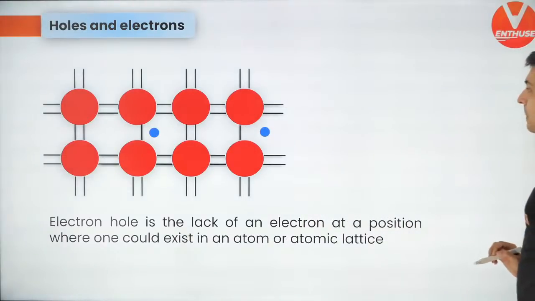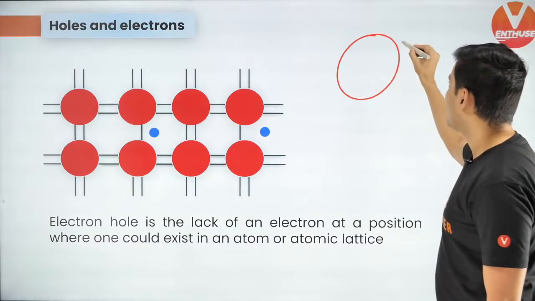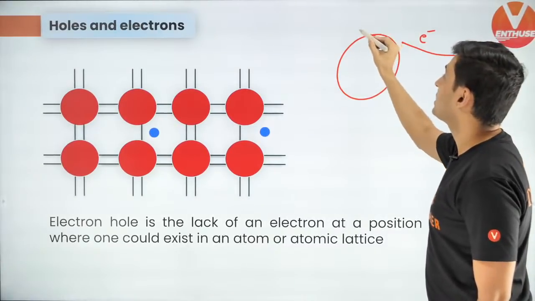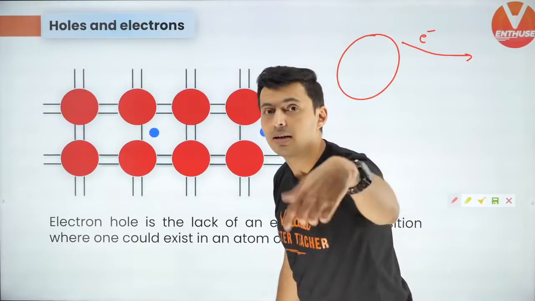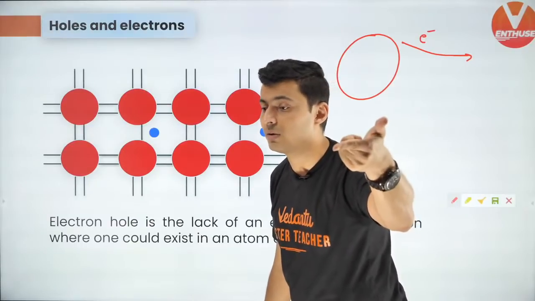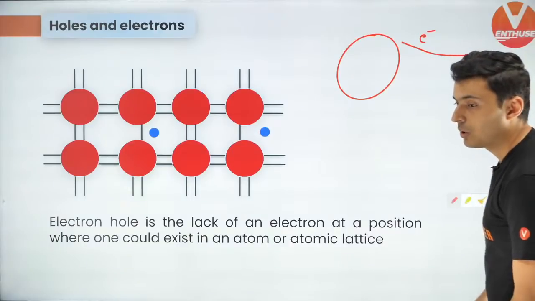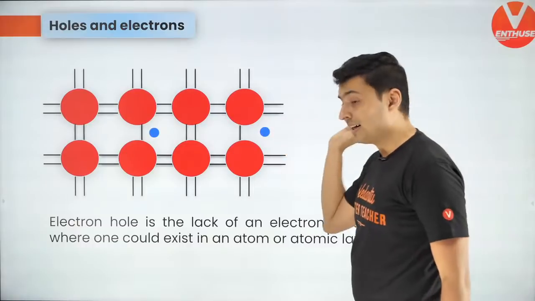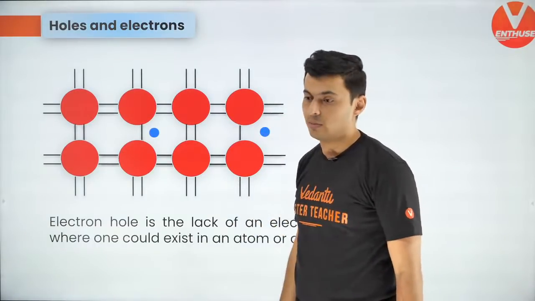It's just like saying, see guys, if you have a neutral sphere and I take an electron out, what will be the charge on the sphere? Will it be positive or will it still be neutral? Understood? So that is basically a hole. Yes, the sphere will become positively charged. So similarly, if an electron deserts an atom, then there will be a positive charge developed over here.